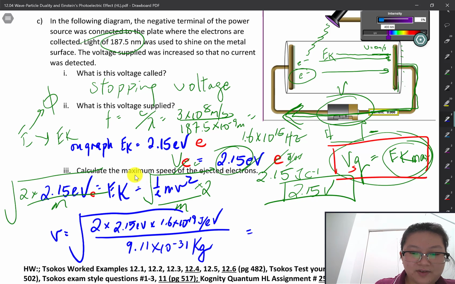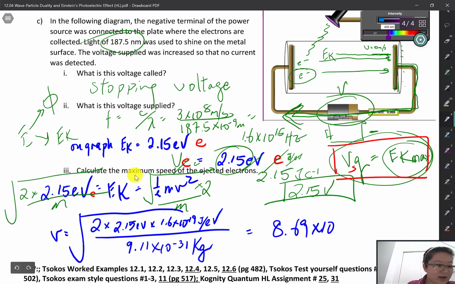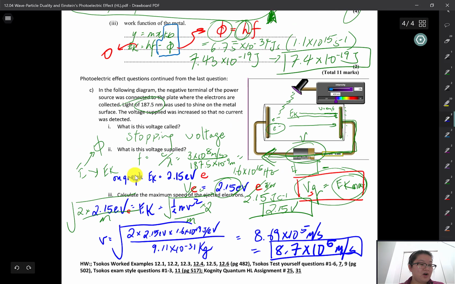And that's going to give us 8.69 times 10 to the power of 5 meters per second, or to 2 sig figs, 8.7 times 10 to the power of 5 meters per second for the maximum speed of this electron. Okay, so there we go. There is our question for stopping voltage.